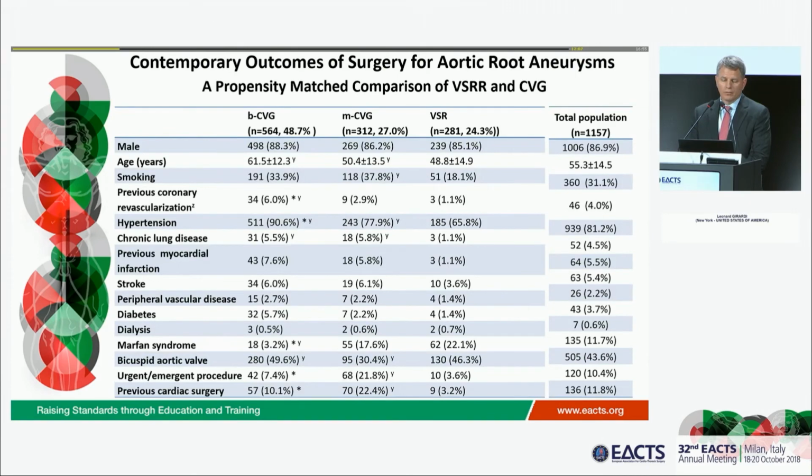Now, we took a look at our results and compared our results with valve sparing surgery and compared them to what would still be considered the gold standard, which would be a composite valve graft replacement. And we looked at both mechanical and composites. We had about 1,200 of these patients, about 25% of which were valve sparing operations. Certainly they were younger patients with many, many fewer comorbidities, a low incidence of coronary revascularization in the past, smaller percentage of hypertensive patients, a lot less reoperations, but a higher percentage of bicuspid valves and connective tissue disorders.